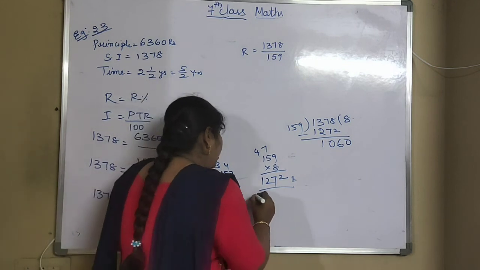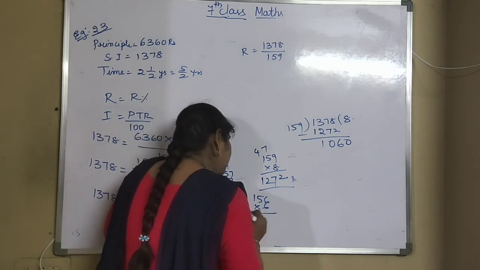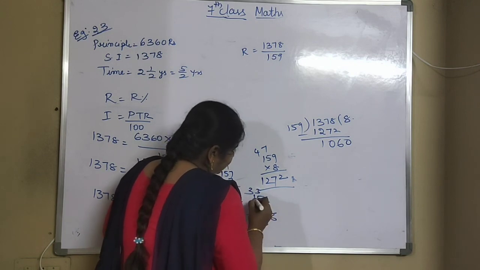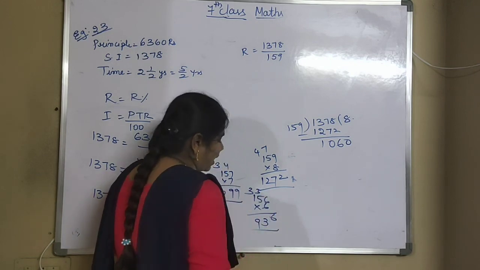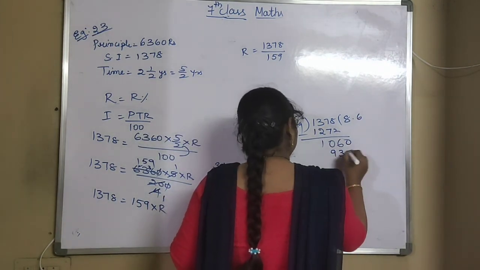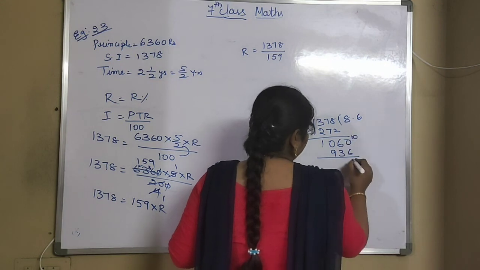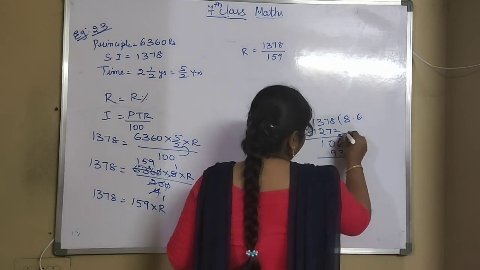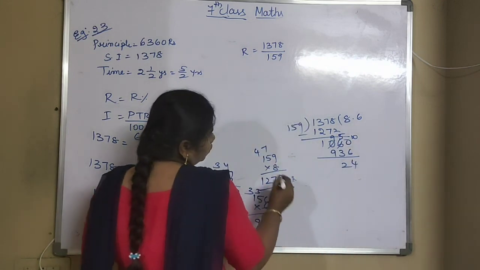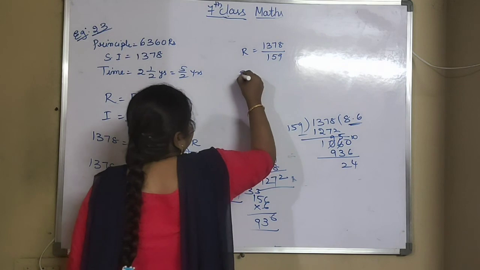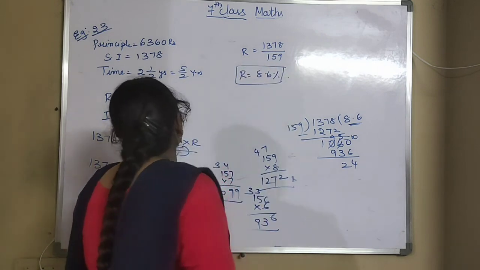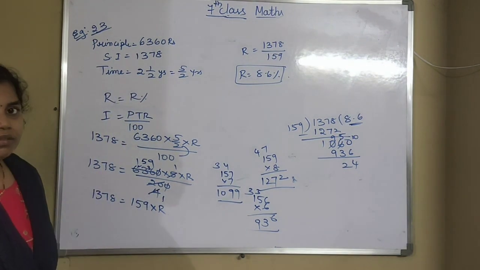It is a bigger number. Take it as 6 times. 6 6s are 36, 6 5s are 30, 33. 6 1s are 6, 6 plus 3 is 9. So you can take it as 936. 159 6s are 936. So it will be 10, 4, 5, 5 minus 3 is 2, 9 0, it will be 0. Okay. So what is the rate of percent here? That will be 8.6%. Okay. So this is our example number 23.